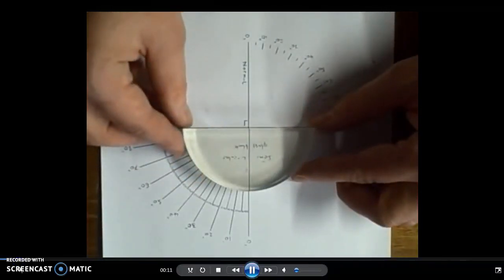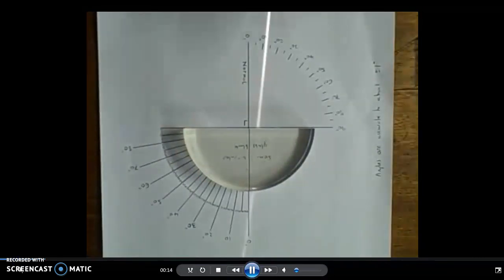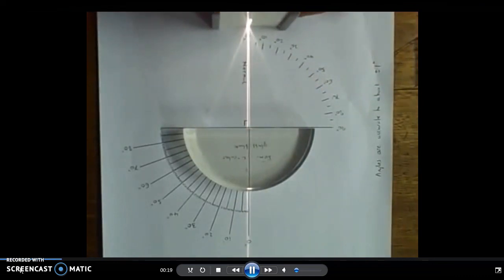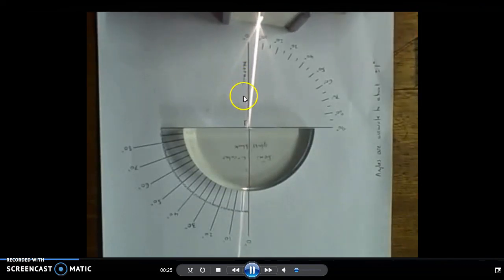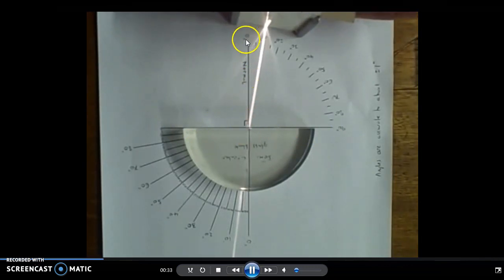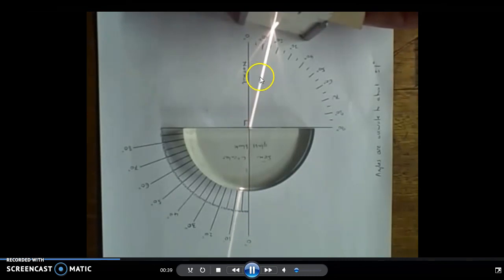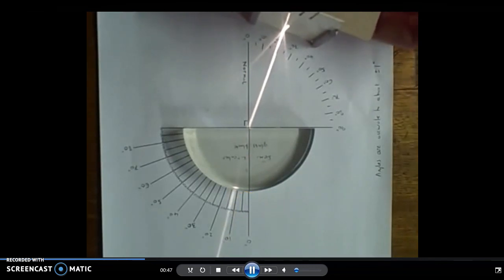You will be given a semicircular block made of perspex, which is a kind of hard transparent plastic, the same material as your plastic ruler. Then direct a light ray from the straight interface towards the center of the semicircular block, as shown here. Mark the normal along the 0,0 line. Measure the incident angle and the corresponding refracted angle. Repeat a few times with different angles of incidence.